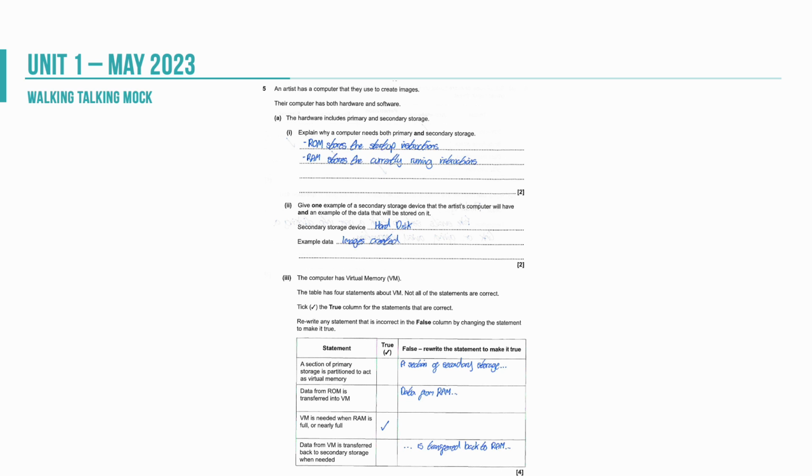The third one is correct. And our final question is that idea that it's transferred back to the RAM, not back to the secondary storage when it's needed. So if we switch between Spotify, Chrome, and Photoshop, when I switch to Chrome, the Chrome instructions move back to the RAM from the virtual memory.